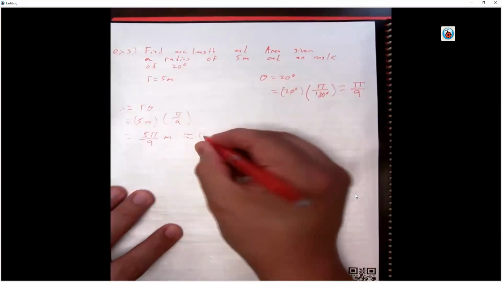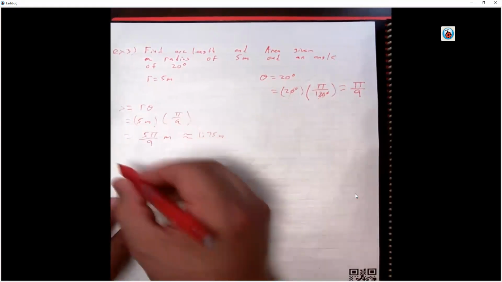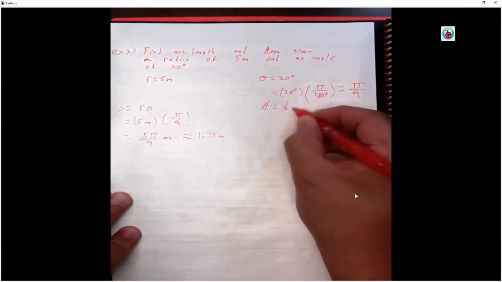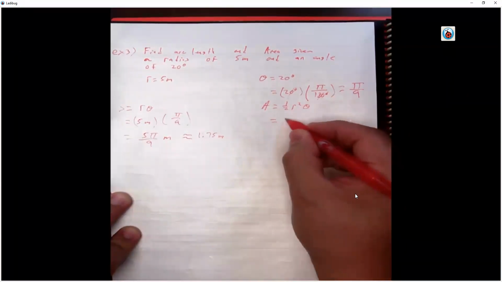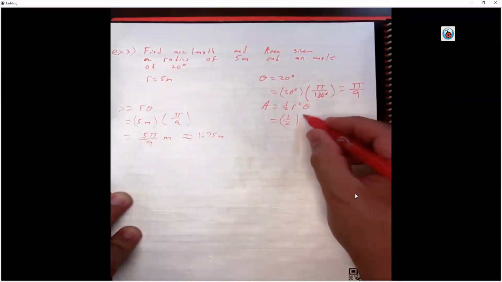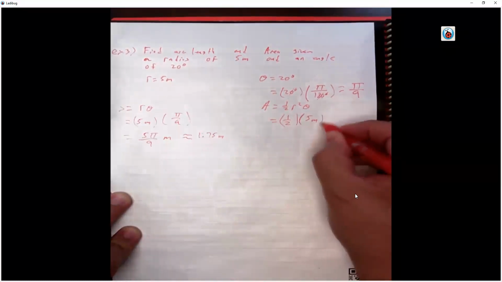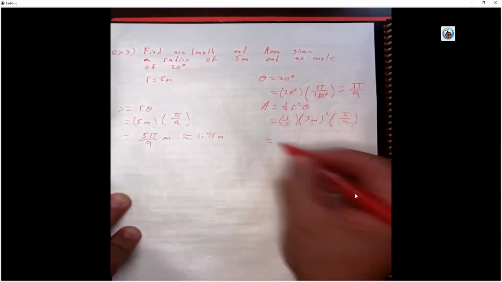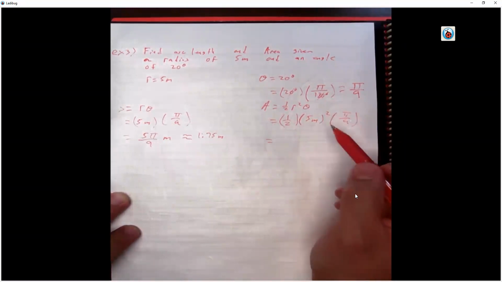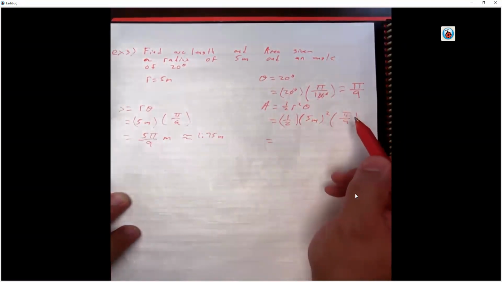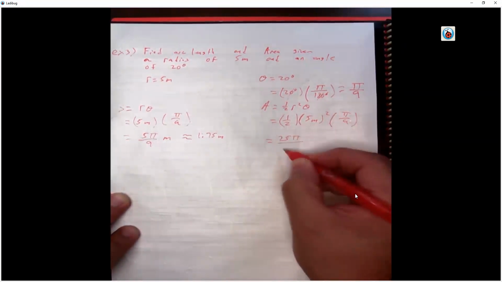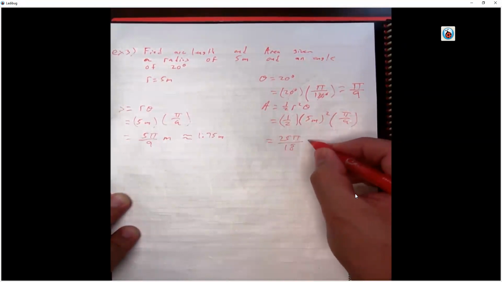So about 1.75 meters. Area is equal to 1/2 r squared theta, which will be 1/2 times 5 meters squared times pi over 9. So 25 over 2 times pi over 9, that'll be 25 pi over 18 meters squared.